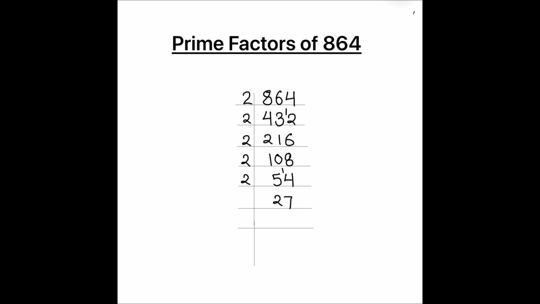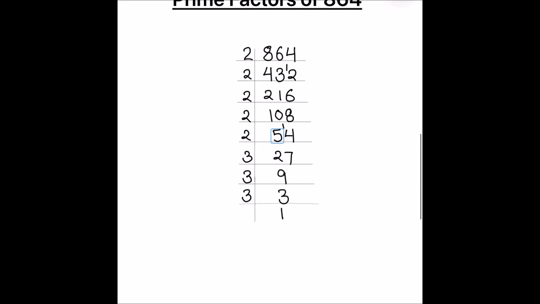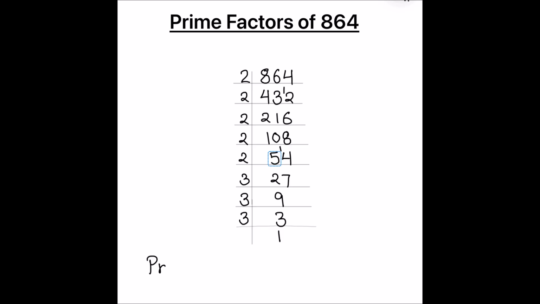Now 27 is an odd number, it is divisible by the next prime number, 3. 3 times 9 is 27, 3 times 3 is 9 and 3 times 1 is 3. So the number is fully divided. All the numbers which are on the left hand side of the ladder are the prime factors of 864.